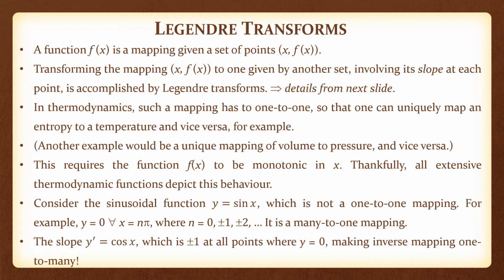Whereas if I were to choose any monotonic function, y equal to x squared, for example, I can go back and forth without any loss of generality, any loss of information. This we will see in the next slide: how to construct a Legendre transformation. We will choose a monotonic function to explain how this transformation is constructed and how the inverse transformation is obtained.